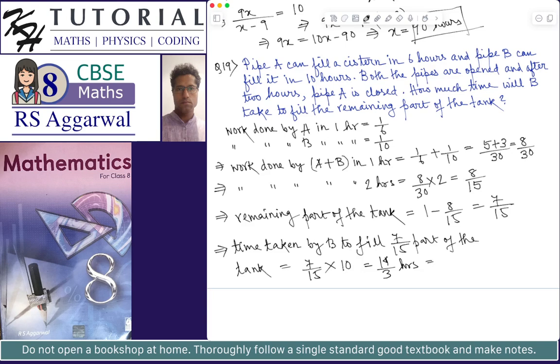Okay. So this 14 by 3 hours we have to convert into hours and minutes. 14 by 3, if we convert it to a mixed fraction, will be 4 and 2 by 3 hours. Now 2 by 3 hours we know is equal to 40 minutes. So this is equal to 4 hours 40 minutes. So the tap B will take 4 hours and 40 minutes to fill the remaining part of the tank, and the remaining part of the tank was 7 by 15.